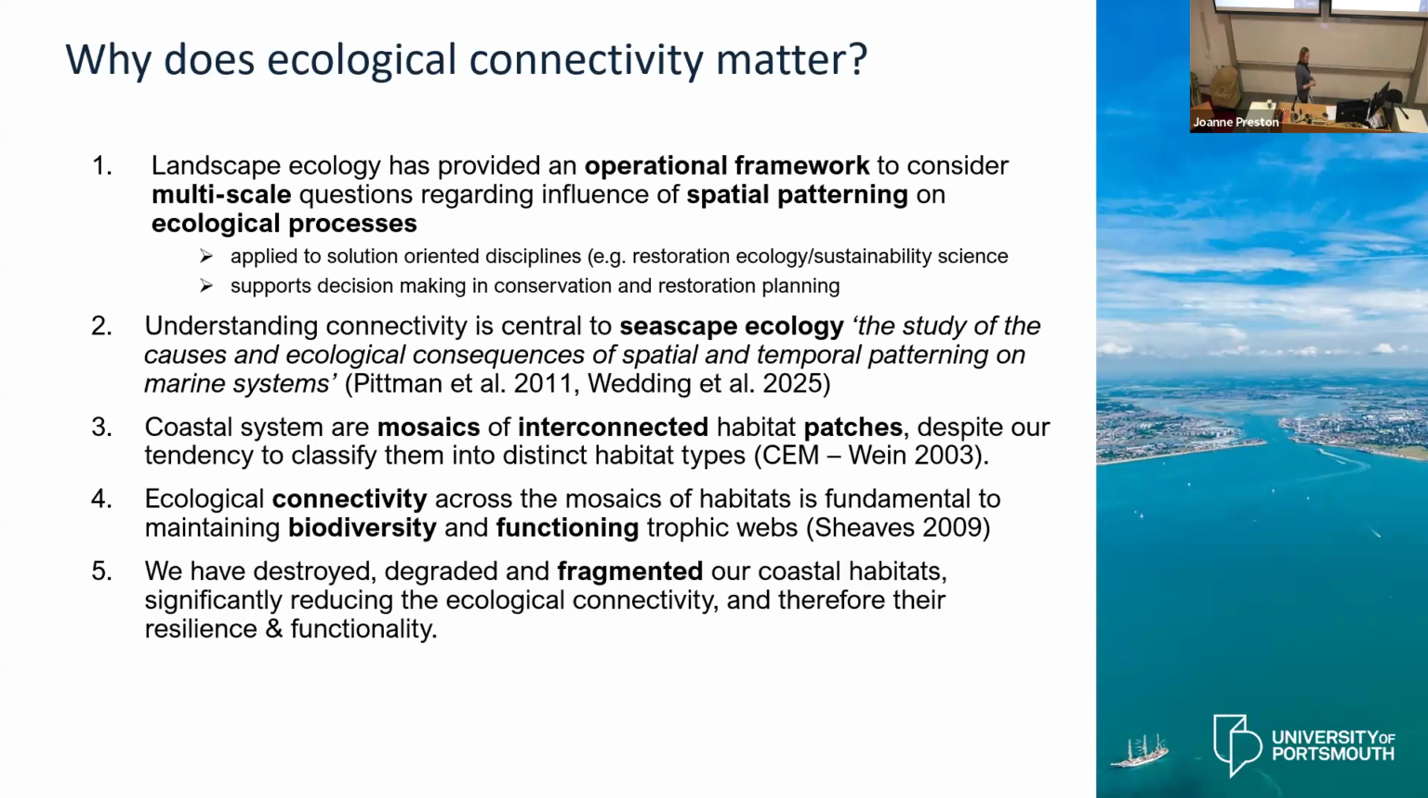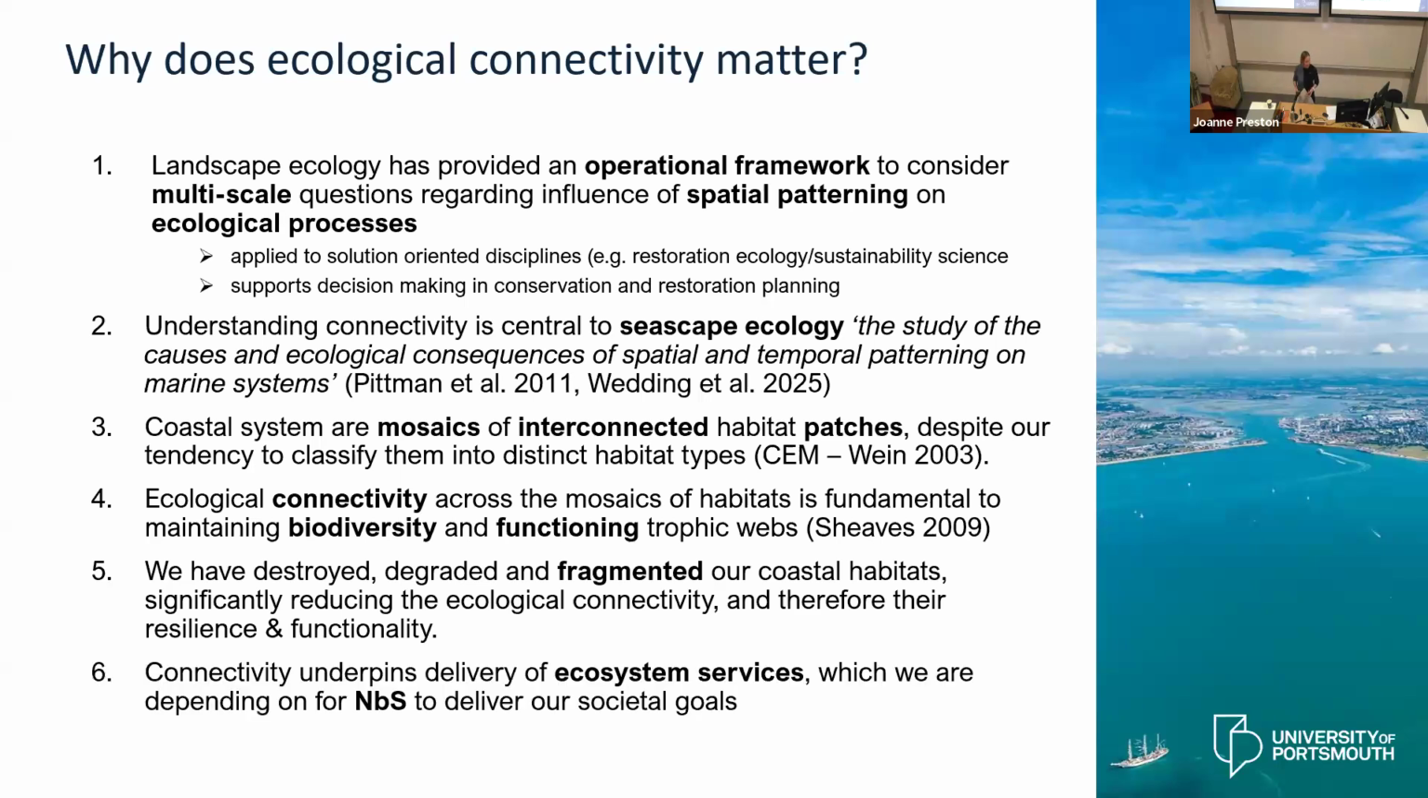We've destroyed, fragmented, and degraded our coastal habitats, significantly reducing this ecological connectivity and therefore our resilience and functionality. And this connectivity underpins the delivery of ecosystem services, which we are entirely dependent on for nature-based solutions to deliver our societal goals in the face of the triple planetary crisis.